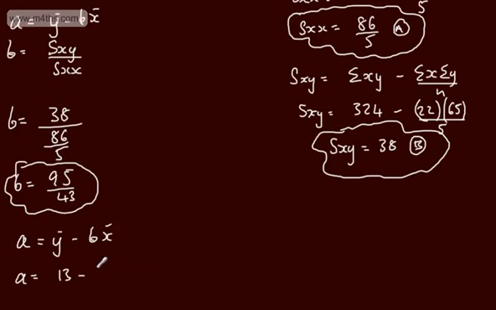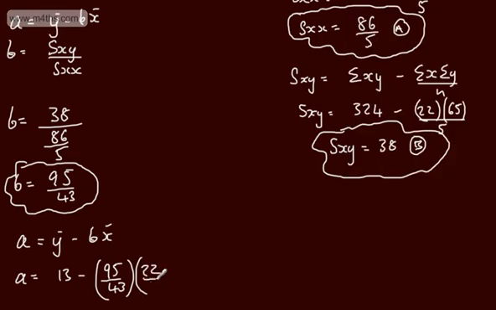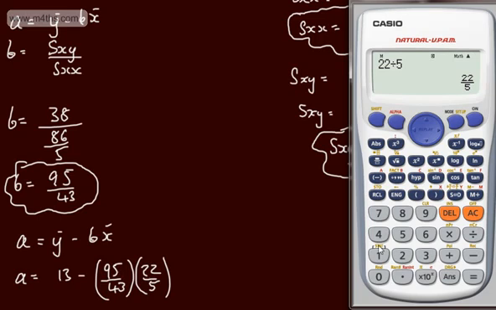So now what we've got then is B, which is going to be the 95 over 43, and then multiplied by our value of x bar, which is 22 over 5. So that's what we've got. So let's now work out the value of A. I'm being just a little scrappy with my workings, but hopefully you're following and you have some idea of where it's going. So let's do 13 minus this answer. And that gives me now the 141 over 43.